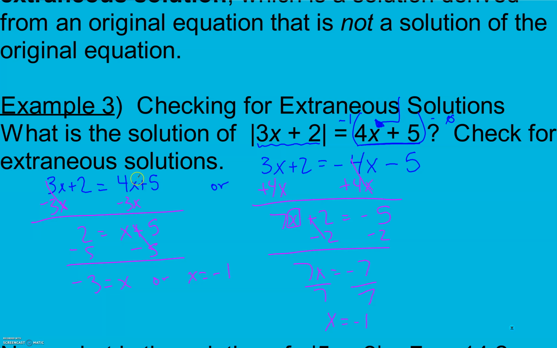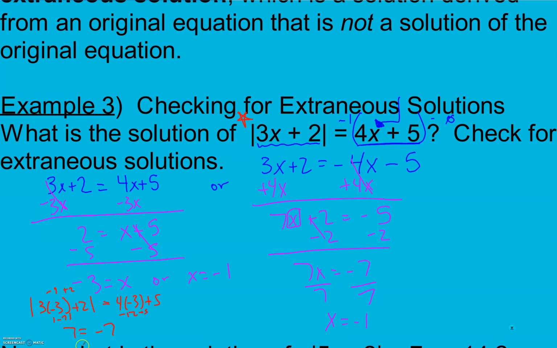Now we need to check for extraneous solutions, and in order to do that, we plug into our very original equation with the absolute value, the one in the book, the one we started with, the one on the test, the quiz, wherever it is, the original equation, each answer. So I'm going to take the absolute value of 3 times -3 plus 2 equals 4 times -3 plus 5, and check. I get -9 plus 2, -7. Take the absolute value, and I get 7 equals negative 12 plus 5, negative 7.